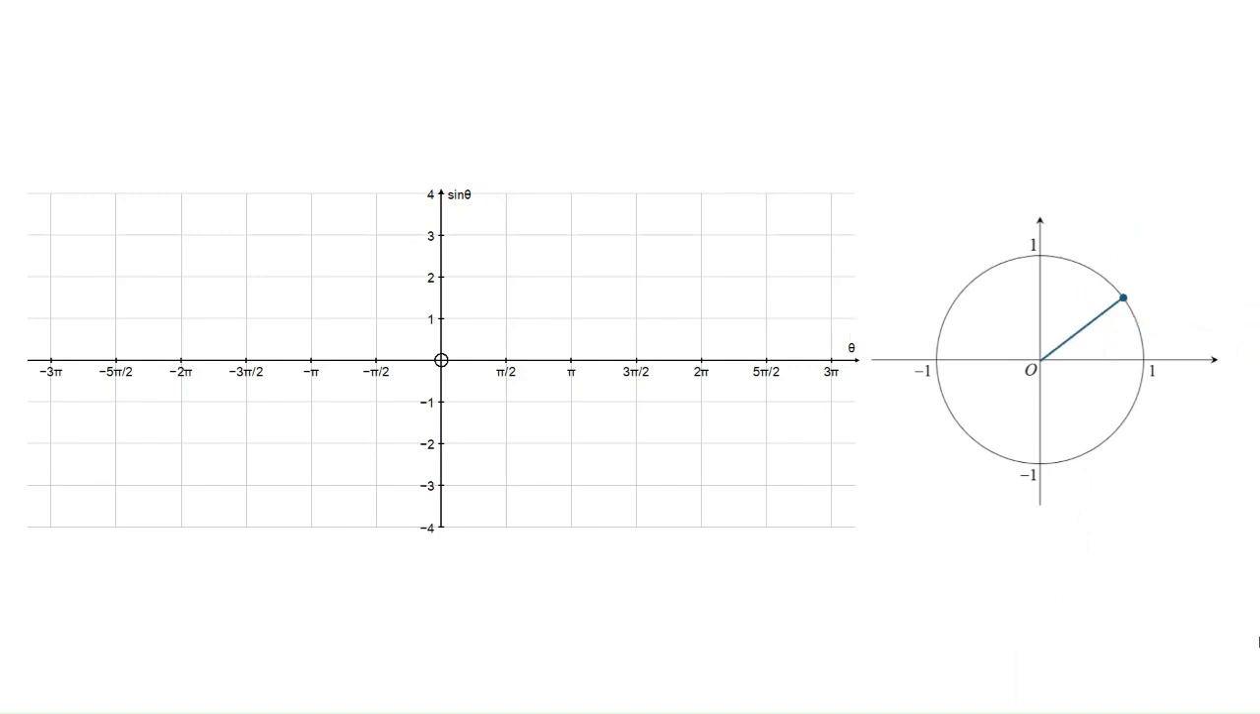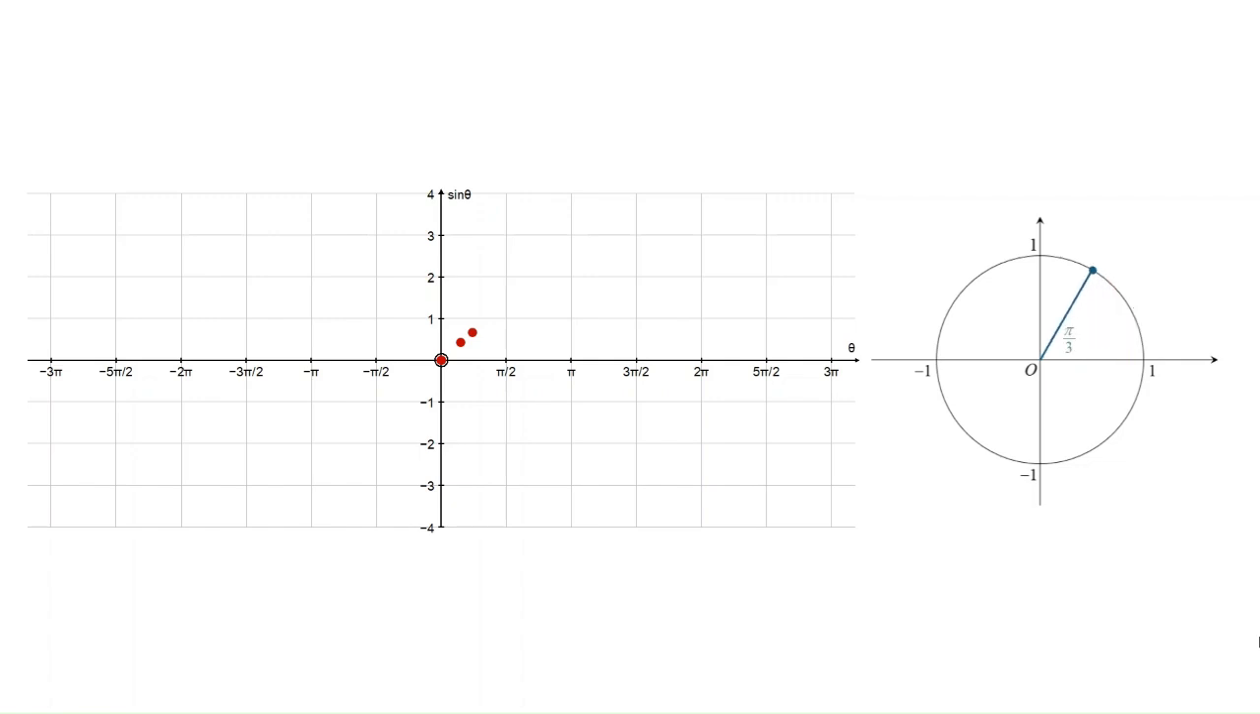For an angle of 0, there is no vertical displacement, then sine is 0. Then we plot the point 0, 0. For an angle of pi over 6, we have sine equal to half. Then we plot the point pi over 6, half. For an angle of pi over 4, sine is 1 over square root of 2. Then we plot the point pi over 4, 1 over square root of 2.